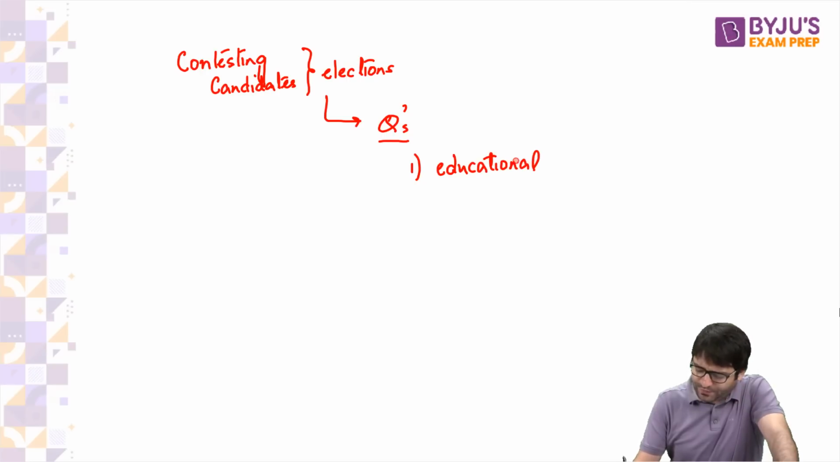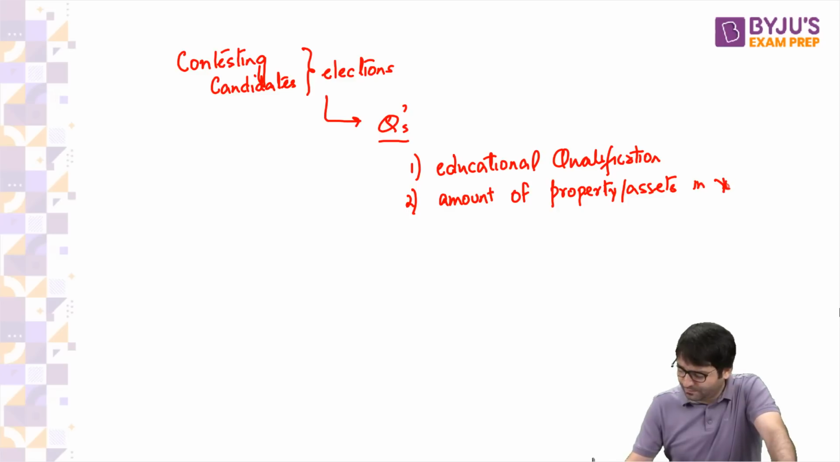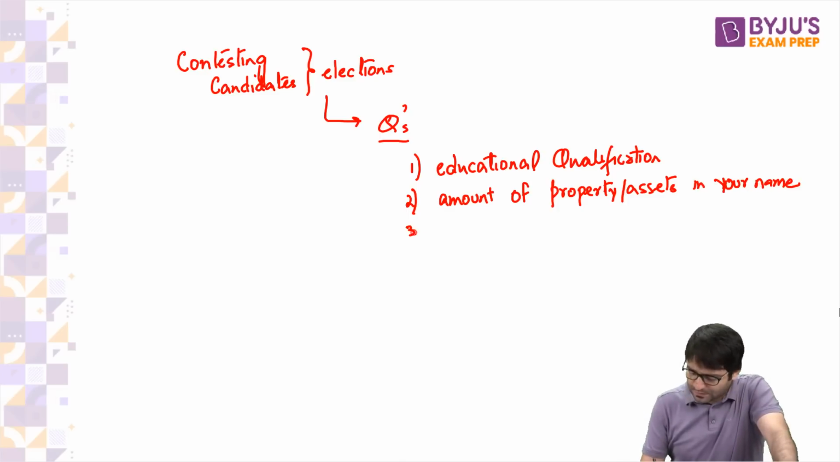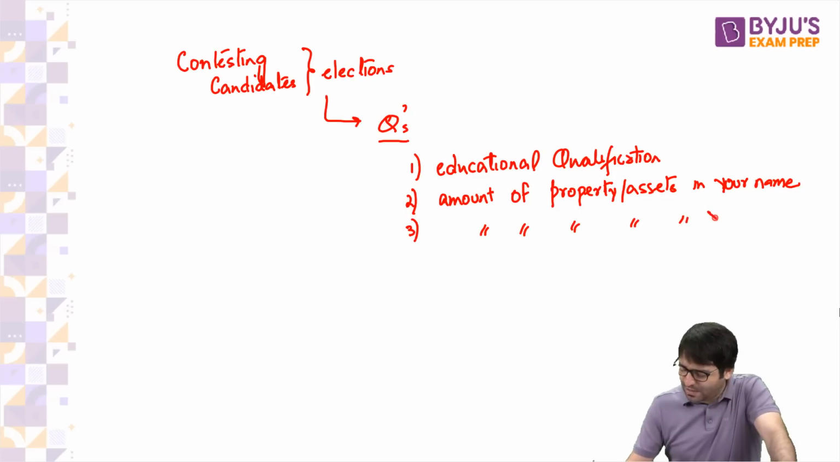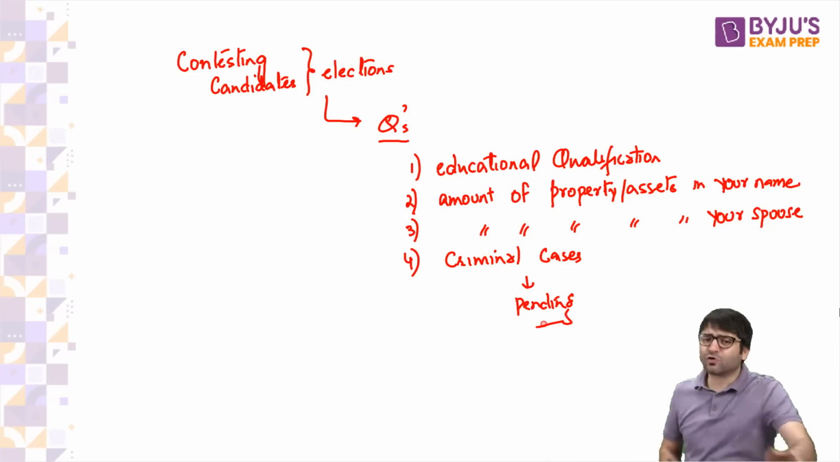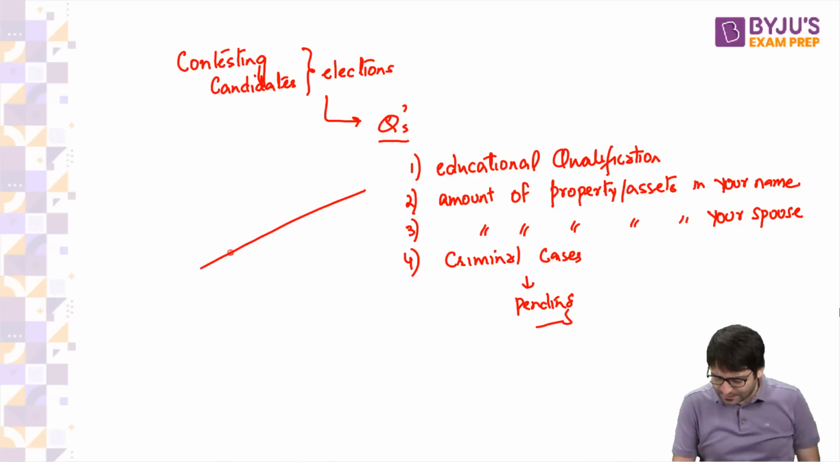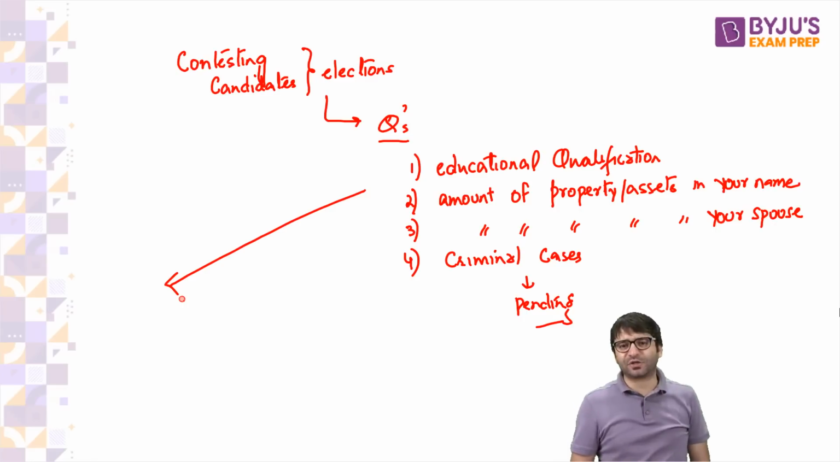What is your educational qualification? What is the amount of property, assets in your name? In the name of your spouse? Criminal cases pending? So on and so forth. We need to ask these questions to these candidates contesting elections. But the Supreme Court asked, why do you want to ask these questions to the candidates?